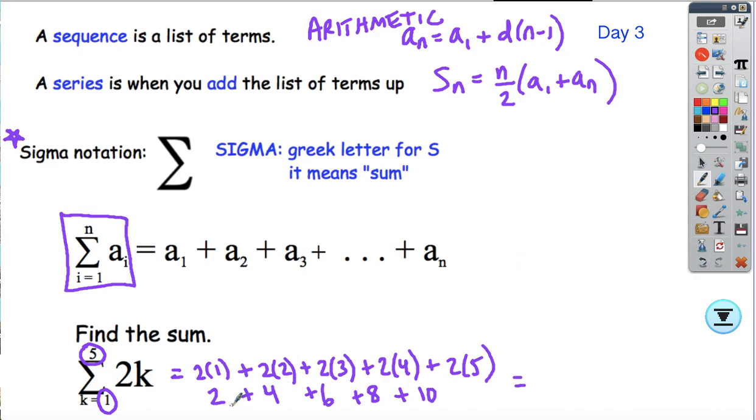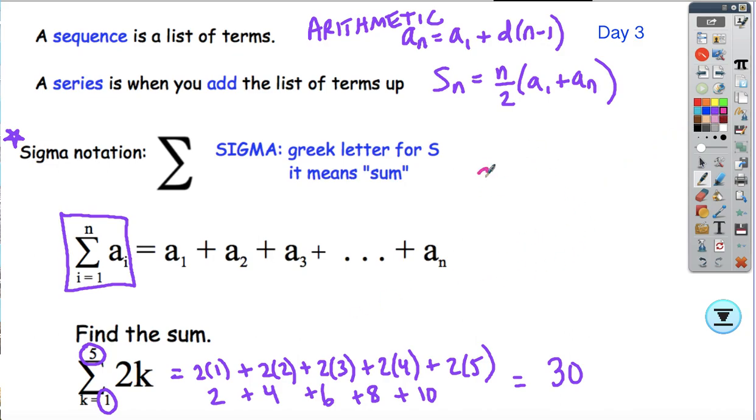So if you add all those up, what do we get? We get 6 plus 6 is 12, plus 8 is 20, plus 10 more is 30. We would get 30 for our sum. If you look at the terms 2, 4, 6, 8, 10, this is arithmetic. They're going up by 2 each time. So if I am summing up this number of terms and it's arithmetic, I could use this formula right here. I just want to show you that that would apply for this problem.